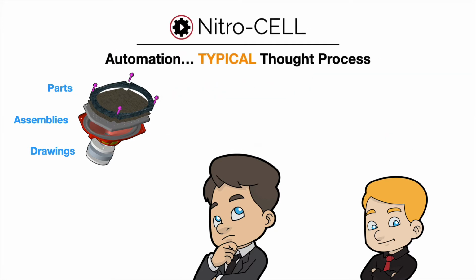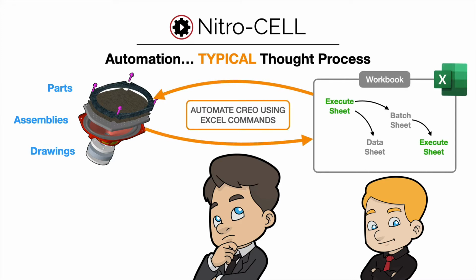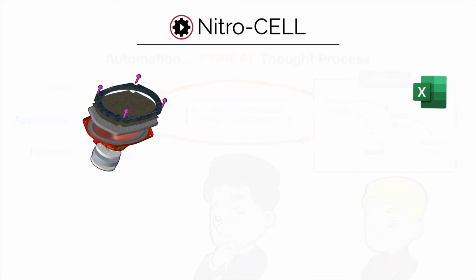Nitro-CELL, on the other hand, had a different thought process, a much higher level thought process. So instead of getting down into the details of code, we've opted to focus on using an Excel workbook to basically automate the Creo process by using Excel commands to either execute things or collect data, perform batch operations, just whatever you can think of.